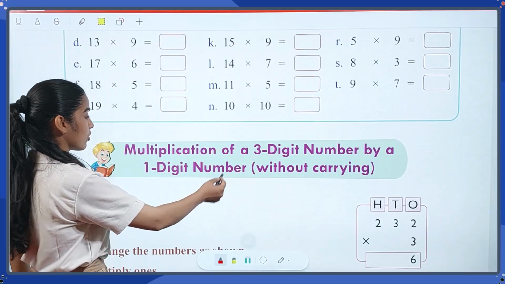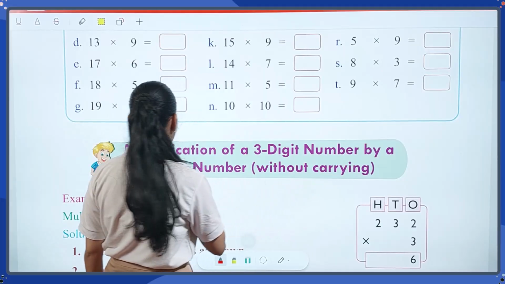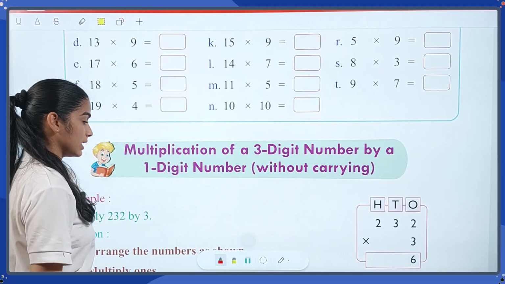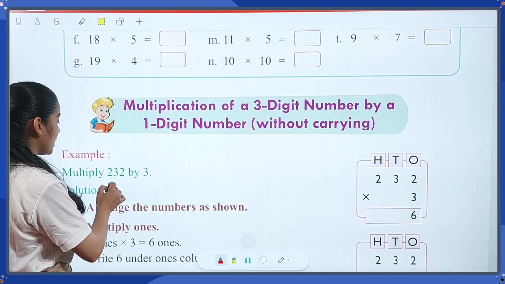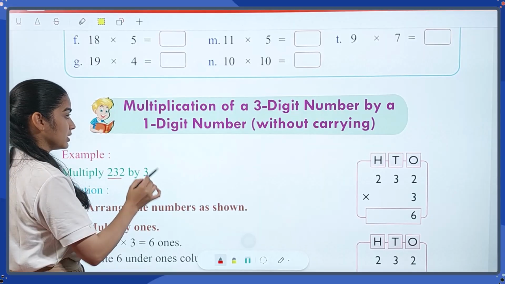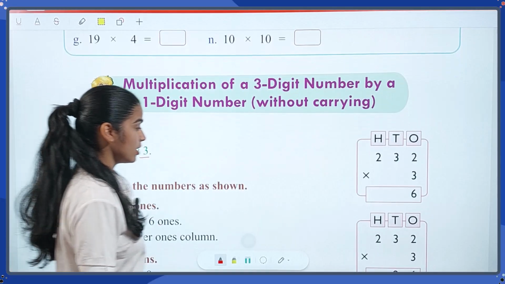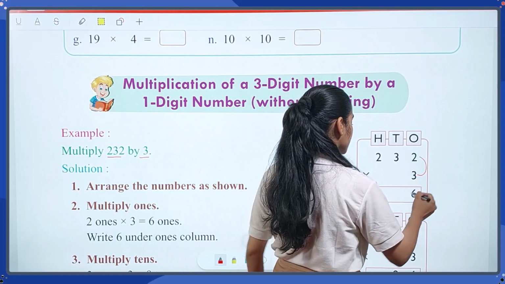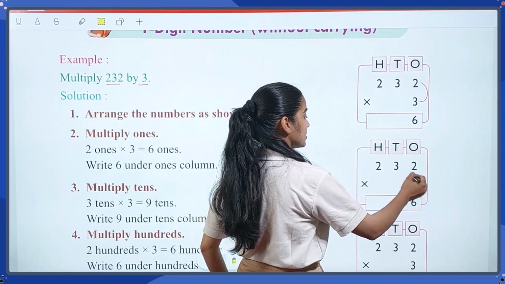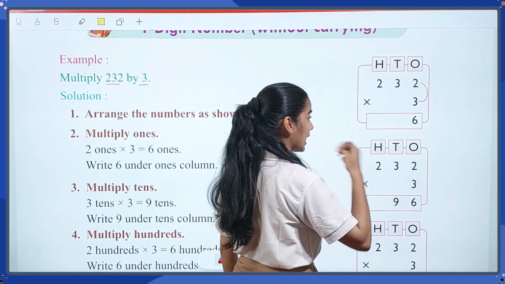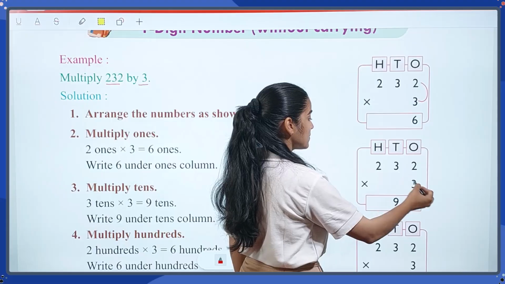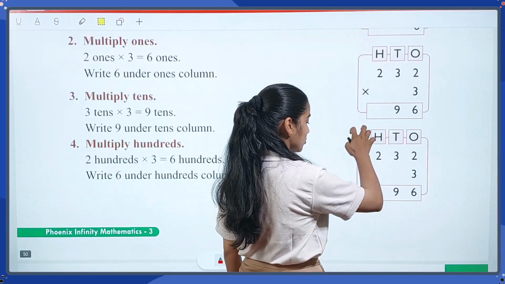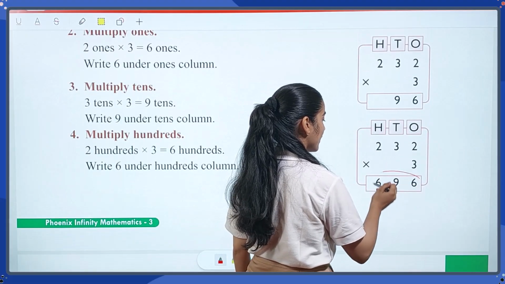So, multiplication of a 3-digit number by a 1-digit number without carrying. It means whenever we multiply a 3-digit number by 3 without carrying, you have to read 3's table 2 times. 3 twos are 6. Next, 3's table 3 times. 3 threes are 9. Then 3's table 2 times. 3 twos are 6. So you have 696, your final answer.